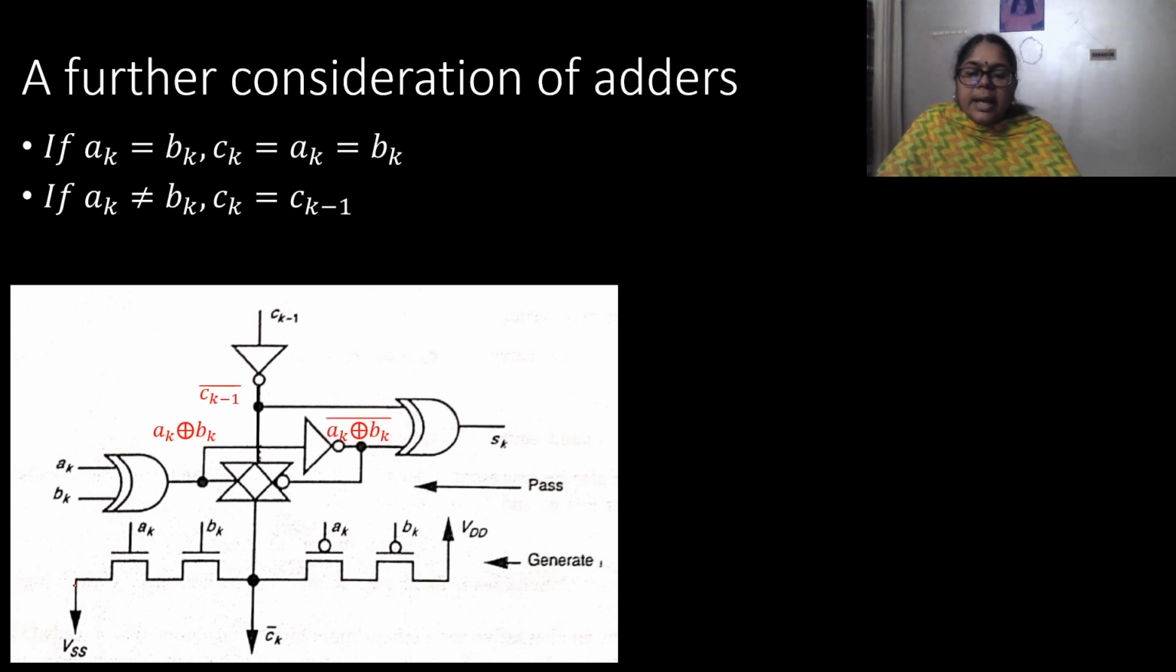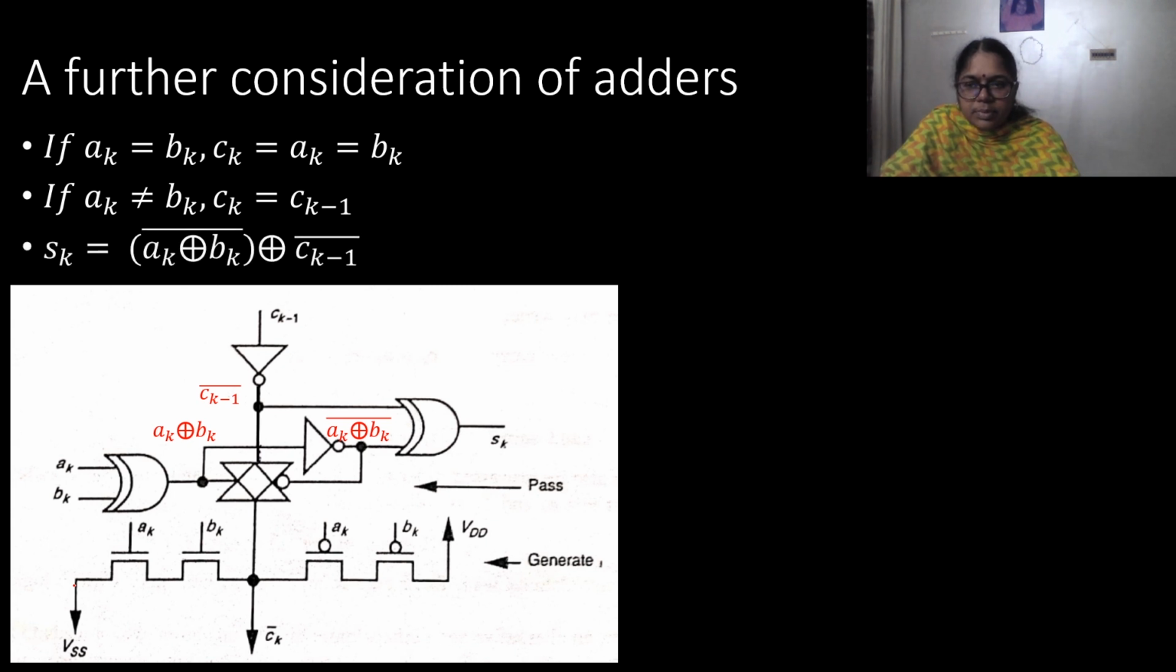Now here the output of the XOR gate is A XOR B, so that A XOR B is given as input to the NOT gate and A XOR B whole bar is given as the output. Similarly, Ck minus 1, that is the previous carry, is given as input to the NOT gate, so that Ck minus 1 whole bar is obtained. We will get the sum as (A XOR B) whole bar XOR (Ck minus 1) whole bar, which is equivalent to A XOR B XOR C.